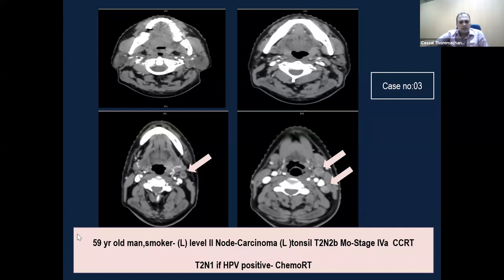If this patient is P16 positive, that is HPV positive, then it becomes T2. Multiple nodes on one side, it becomes N1. Then it becomes a stage 1 disease. Treatment, there is no difference because de-intensification strategies have not proved to be of benefit as of now in P16 positive carcinoma oropharynx, and clinical trials are underway in various strategies to reduce the morbidity.